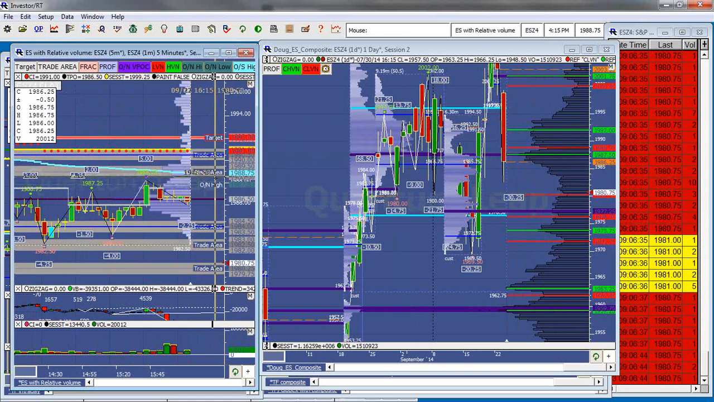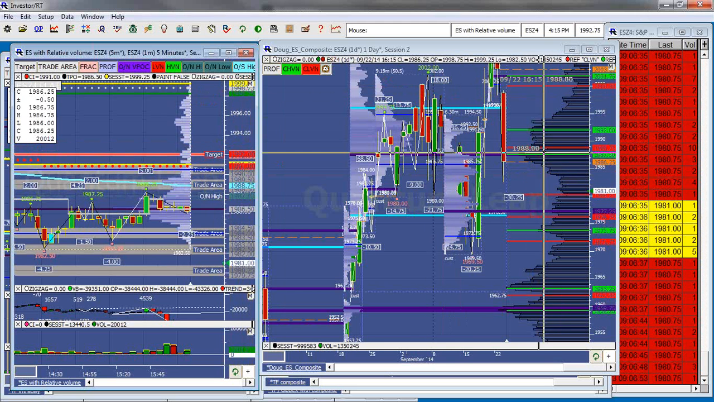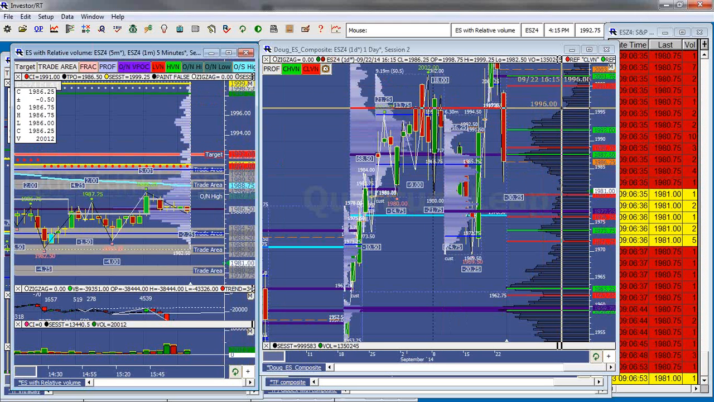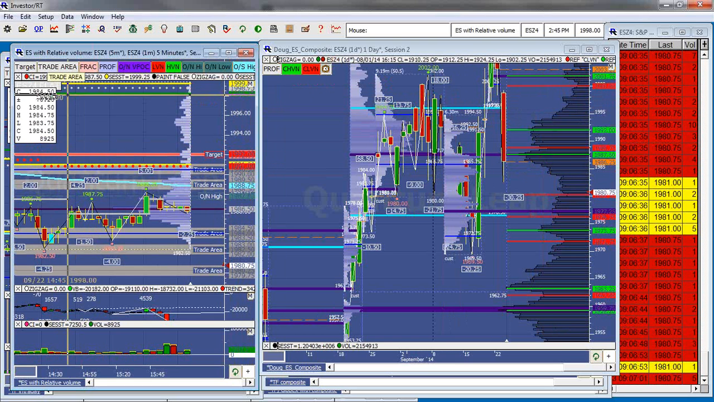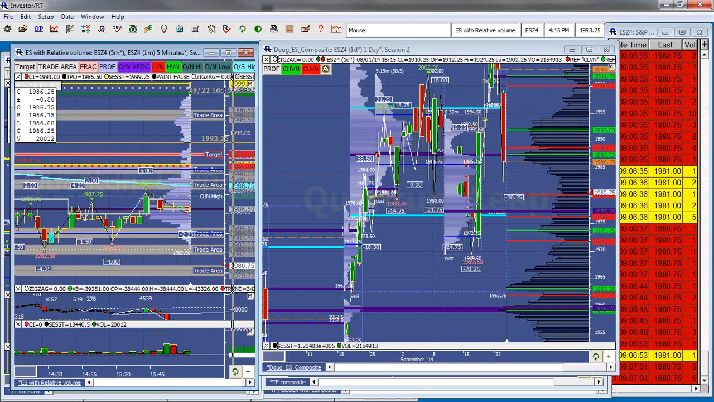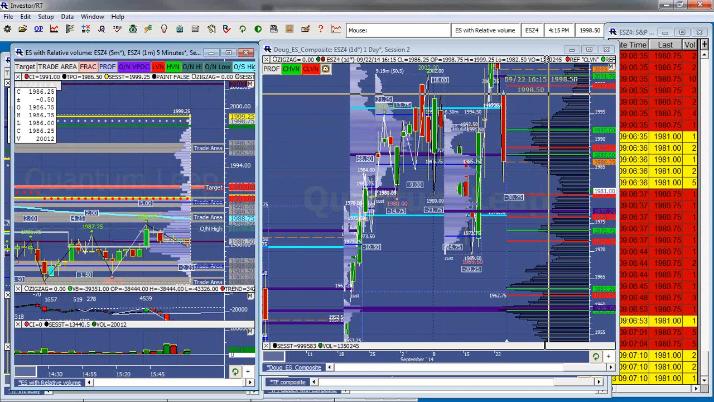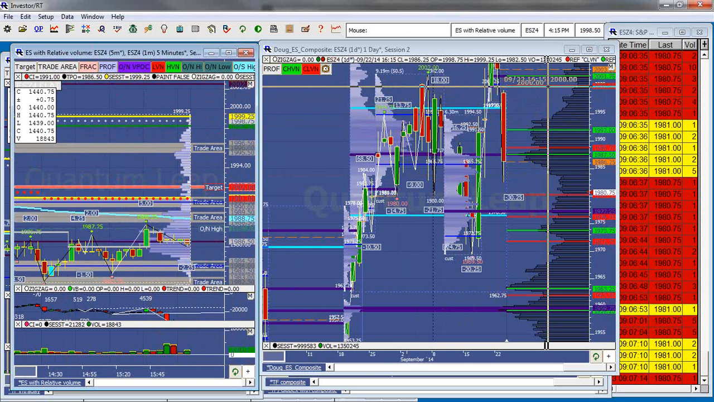And then if we do get up here and we get a nice rally going and the shorts really start getting squeezed, the target above there is going to be the value area high up here at 1996. That's going to be a trade area as well. And then above 96 target the 99.25, and of course the centennial number up here at 2000.